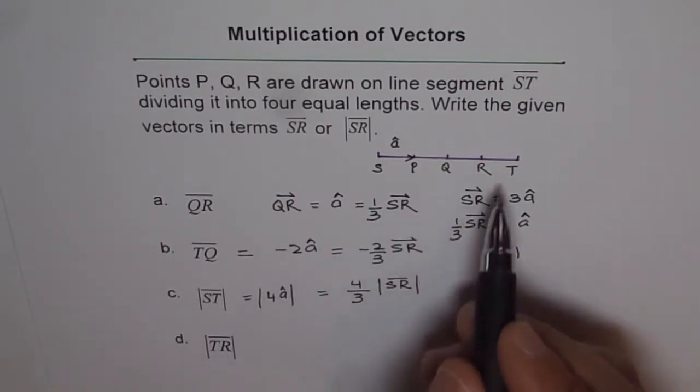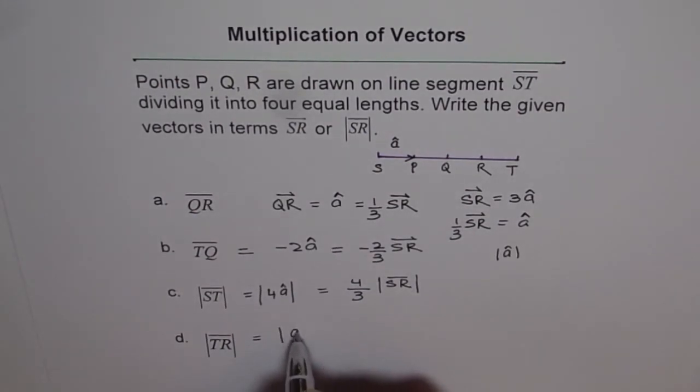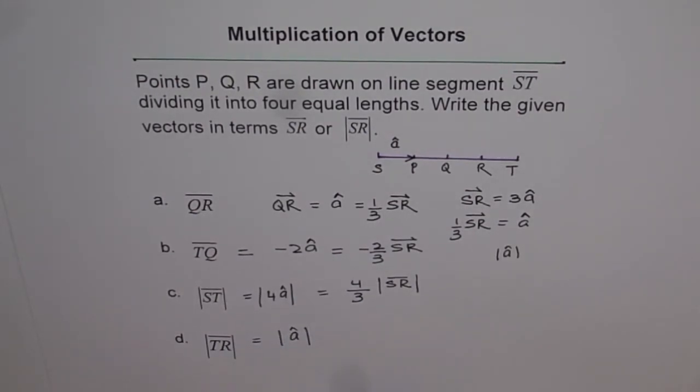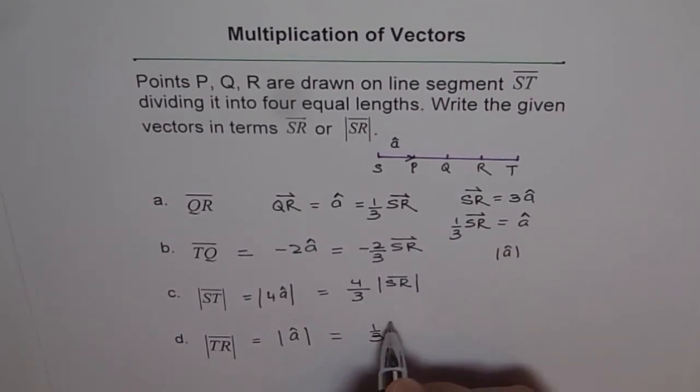How about T to R? T to R is 1A. So its magnitude is just magnitude of A. And A is 1/3 of SR. So it is 1/3 of magnitude of SR.